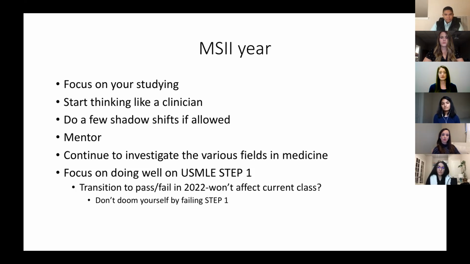Obviously focus on doing well on step one. I know you all know this much better than I do because you actually have skin in the game, but whether step one is going to be pass or fail obviously depends. The downside of that is that people are going to start focusing probably more on your step two score. And so all of the things you do during your first year and second year are going to prepare you for getting a good score on step two. You don't want to pigeonhole yourself into something you don't want to go into just because you have a low step two score.